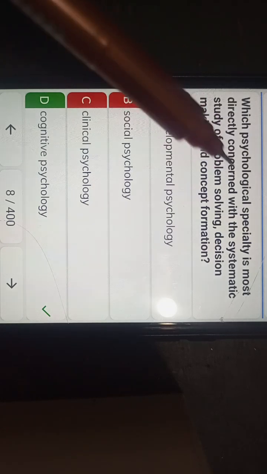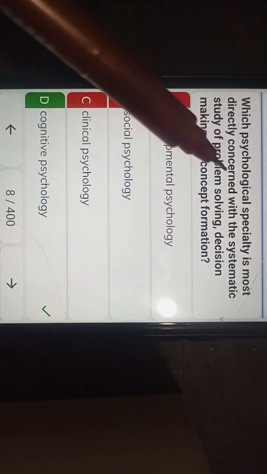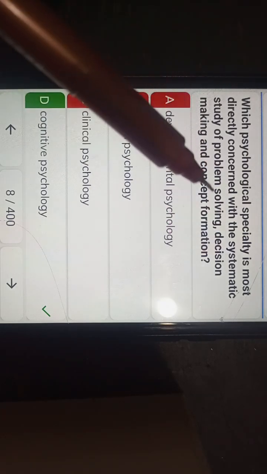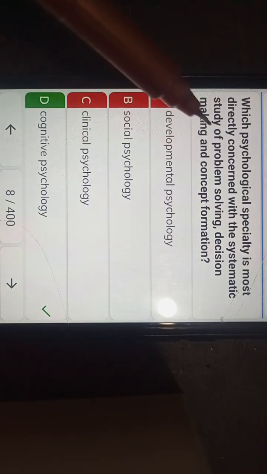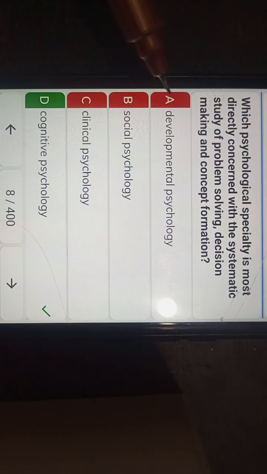Which psychological specialty is most directly concerned with the systematic study of problem solving, decision making, and concept formation? Answer A, B, C, D. The answer is D, cognitive psychology.